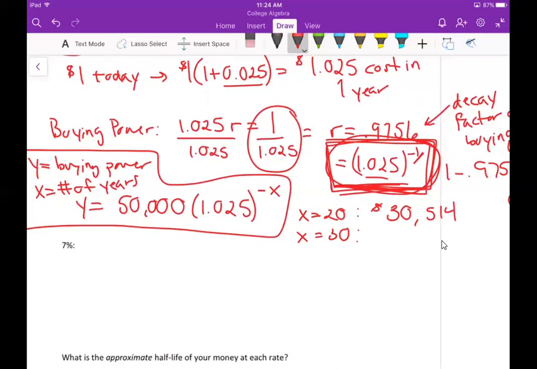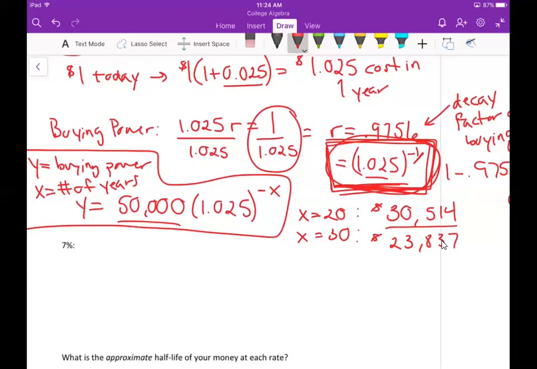That means if I just leave that money alone and I have a constant inflation rate of 2.5%, whatever I could buy for $50,000 now, in 20 years I'll only be able to buy $30,000 worth of goods. Basically my buying power has decreased. In 30 years, that'll go down to $23,837.